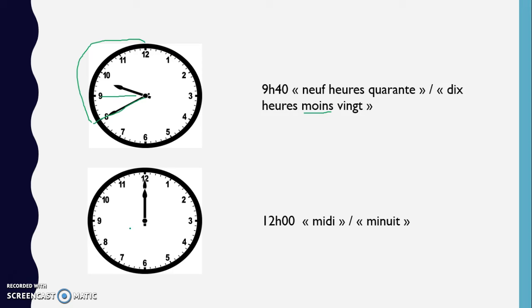Okay, finally, 12 o'clock. So we can say 12h. Easy. We can also refer to 12 o'clock as either noon or midnight. Midi is noon. Midi, it's the middle of the day, it's noon. Minuit is midnight. Minuit, midnight. So those are our options.